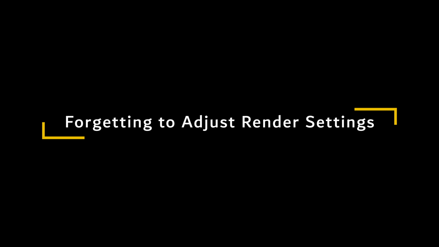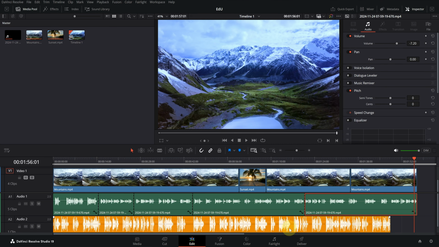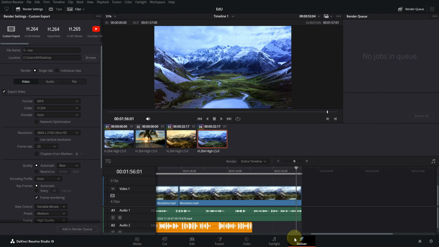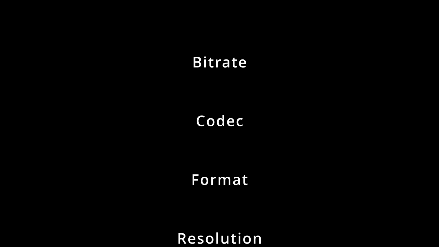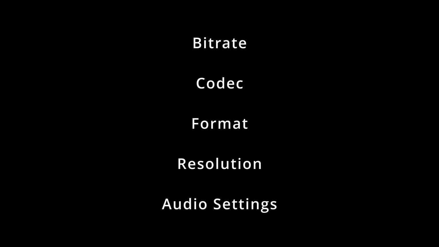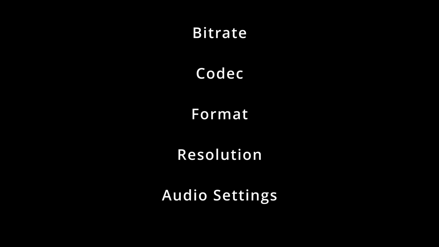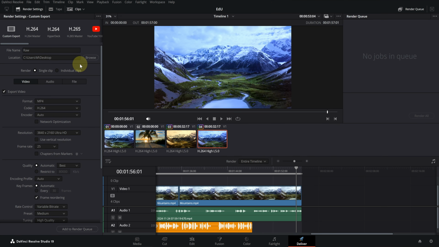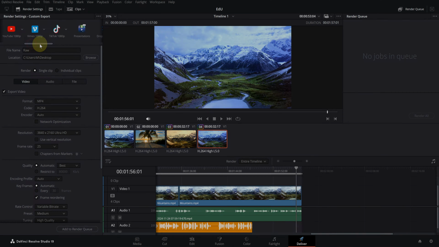Forgetting to adjust render settings. Exporting video with wrong settings, such as wrong format, resolution, frame rate and inappropriate codec, can destroy all your hard work for the project. To avoid it, know the correct settings for rendering and double-check them. Settings like bitrate, codec, format, resolution and audio settings. Also, you can use software presets for specific platforms, like presets for YouTube, TikTok or Instagram.